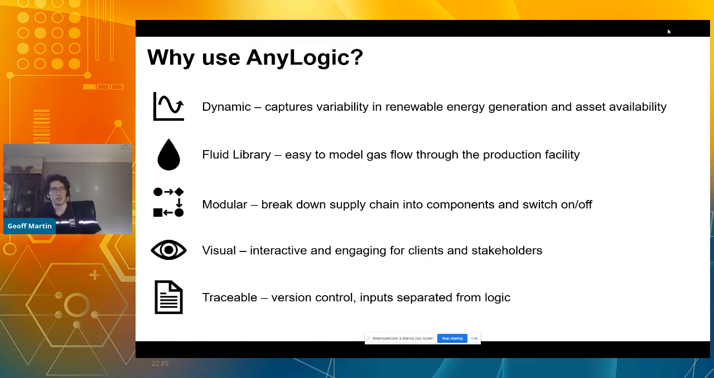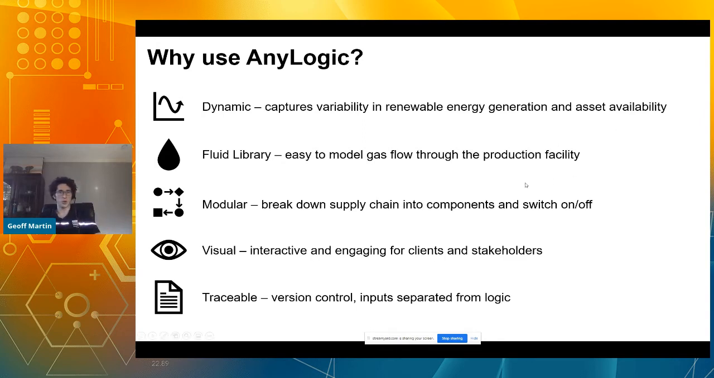We use the fluid library, so it's really easy to capture any system with product flow, obviously hydrogen being one of them. You've got a lot of gases, liquids. We just use the flow library to model all of that. It's really easy to bolt together components, and it'll automatically work out the flow through the system.